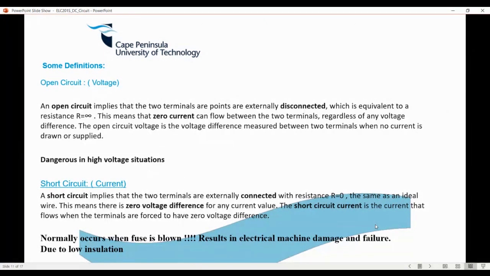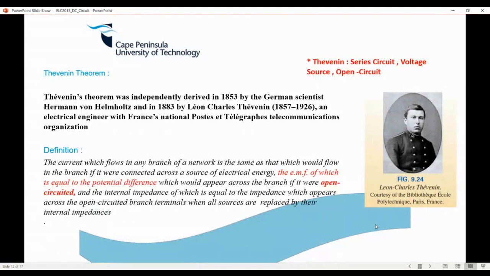The short circuit current is the current that flows when the terminals are forced to have a 0 voltage difference. This normally occurs when a fuse is blown, and results in electrical machine damage and failure due to low insulation. So there are those things, like when you're shorting, and short circuit is limited to current. So these two concepts, we'll be looking at two things.